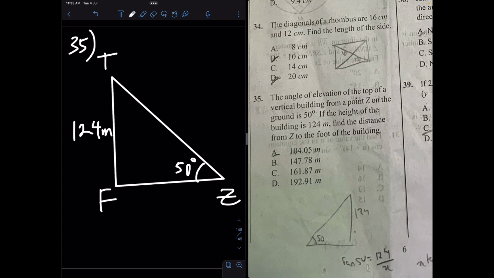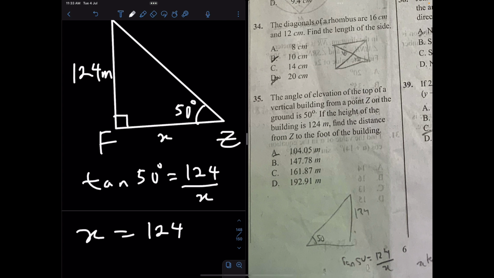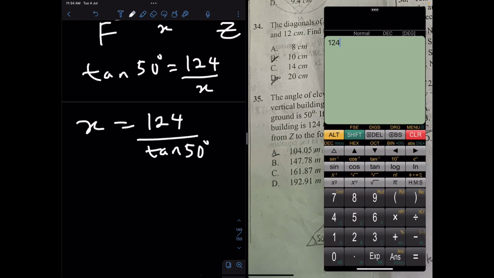This is a piece of cake. Let the distance be x. This is of course a right angle triangle, and that simply means tan 50 degrees equals opposite over adjacent, which is 124 over x. When you cross multiply, x will be equal to 124 over tan 50 degrees. Let's do that: 124 divided by tan 50 degrees.